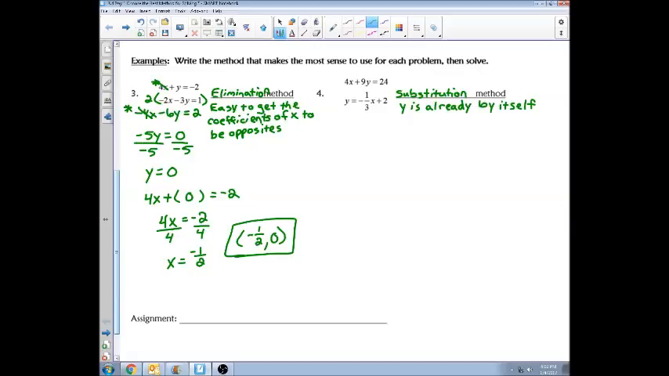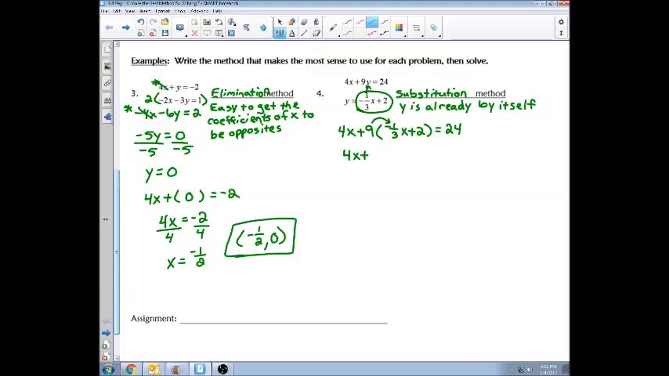Finally, problem number 4, I'm going to use substitution because my y is by itself. So I'm going to take this whole piece and plug it in for that y. So I'm going to start writing my equation exactly the way it looks until I run into y. And I'm going to make a set of parentheses for negative 1 over 3x plus 2 is equal to 24. Finish writing the equation the way it looked originally. Take 9 times negative 1/3 x. Just take my 4x plus, bring it down.